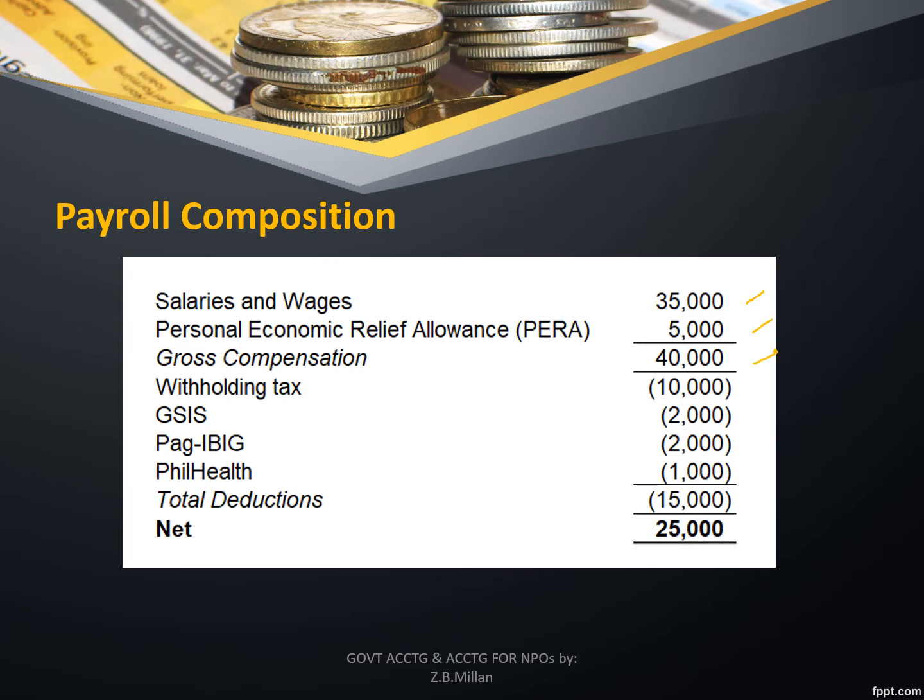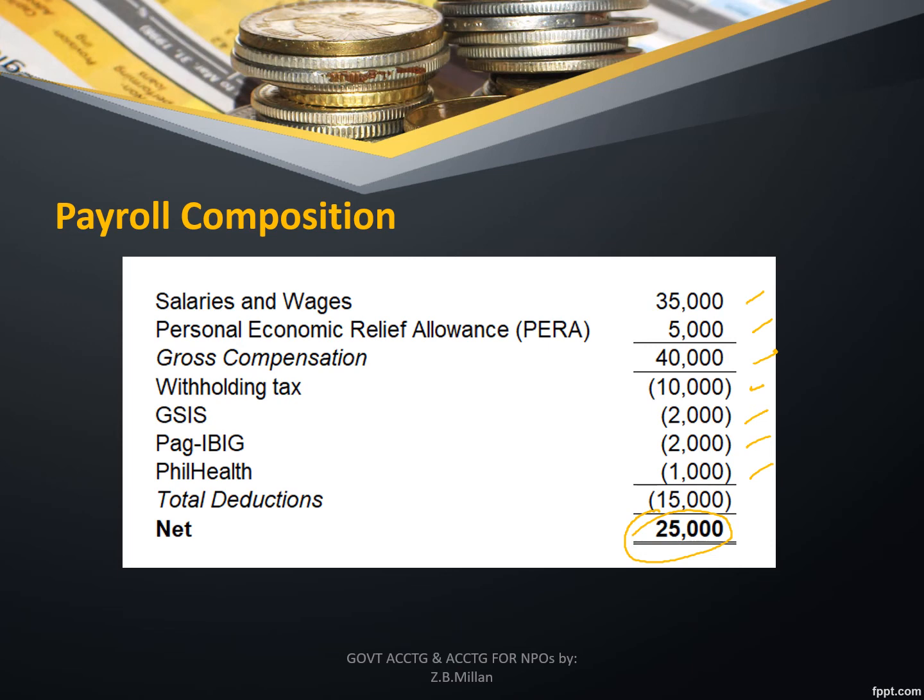Pero yung ating payment will be net of the deductions. Meron tayong deduction na 10,000 for withholding tax, 2,000 for GSIS, 2,000 for Pag-ibig, and 1,000 for PhilHealth. So these are the mandatory deductions na dinideduct natin from the payroll. So meron tayong net amount to be paid sa ating mga employee na 25,000.